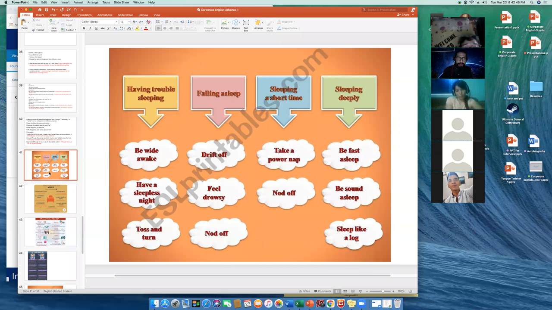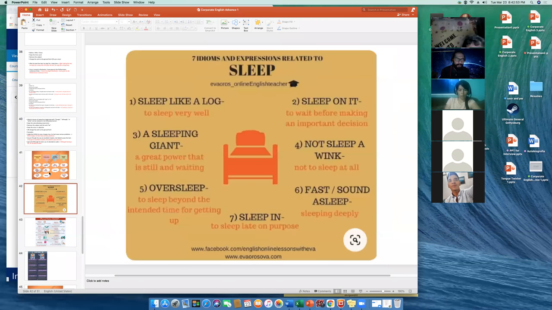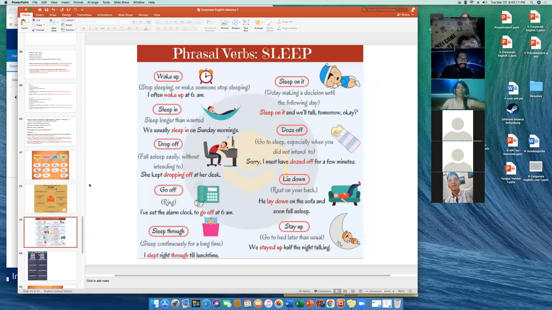We have a couple more here. Some of them we already covered. Sleep like a log, a sleeping giant, oversleep, sleep in, fast and sound asleep, not sleep a wink, sleep on it, or to wait before making an important decision. These are other idioms and expressions related to sleep that you guys can use. And we have waking up, of course.